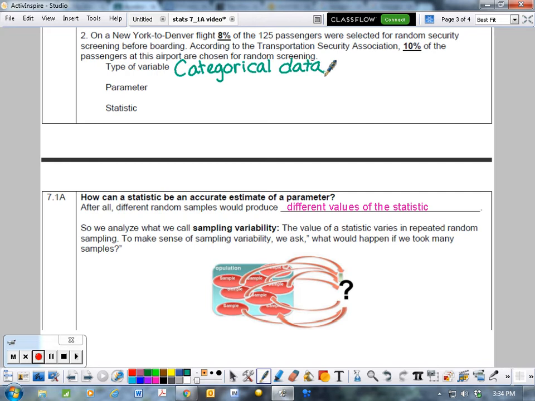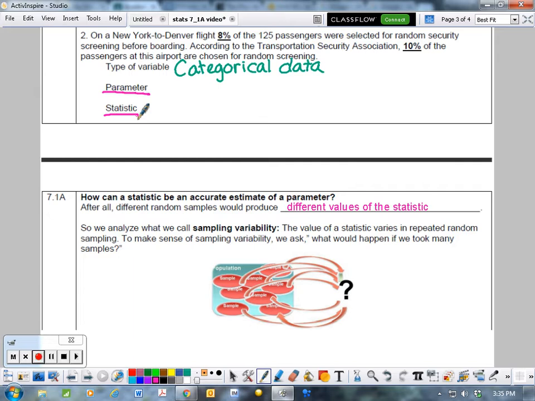And so what are our categories? Screened before boarding, not screened before boarding. Our parameter. So we have a parameter and a statistic. Parameter is for our population and statistic is for our sample.